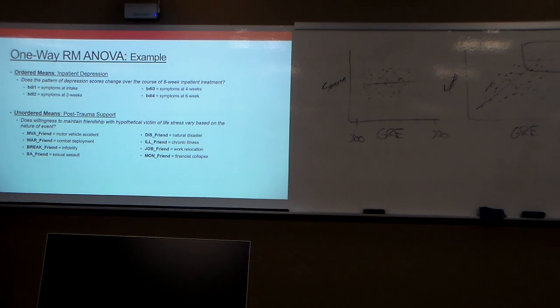True. So now you're sort of super hyper vigilant. How much are we willing to provide support to Chris M? And so looking at different things, the idea is: do we see differences in willingness to provide support to hypothetical individuals who have been through different types of events, right?